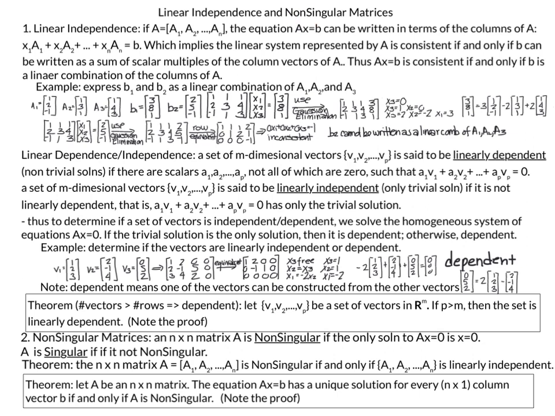Thus, AX equals B is consistent if and only if B is a linear combination of the columns of A, so this is key. We will do examples of this idea, and we'll go through this idea again. We will look at the definition of linearly independent versus linearly dependent. We will do examples about linearly independent and dependent vectors. We'll have some theorems, and then finally we will talk about non-singular as well as singular matrices.